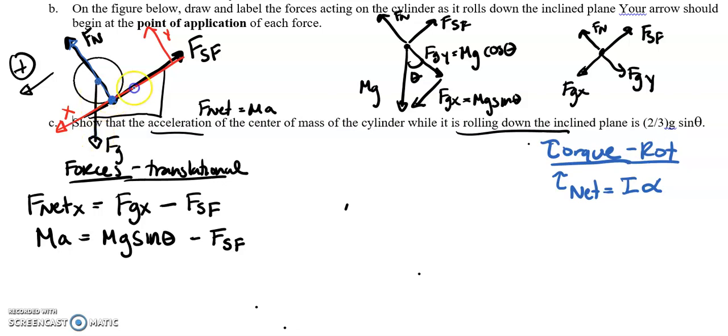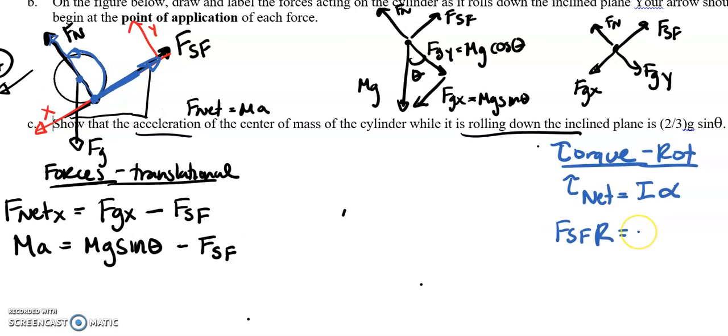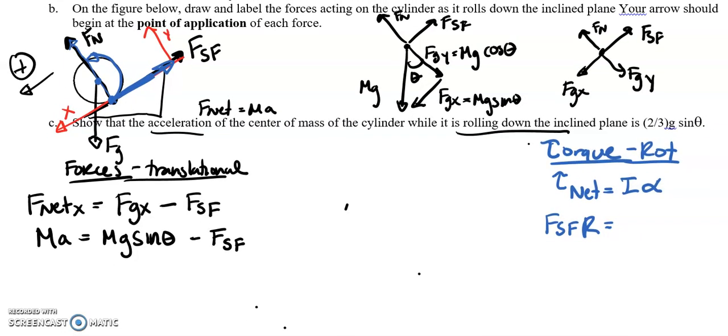So gravity's not going to make it rotate, but friction is going to be tangent to it, and that's going to make it want to rotate kind of downwards. So the net torque is going to be force of static friction times the radius. The moment of inertia of this thing, and again, that's from previously, is going to be 1/2 mr squared. Alpha is angular acceleration, but if it doesn't say specifically angular acceleration, we'll assume we want linear acceleration. We know the relationship between angular and linear acceleration is a equals r alpha. So I'm going to put that in.